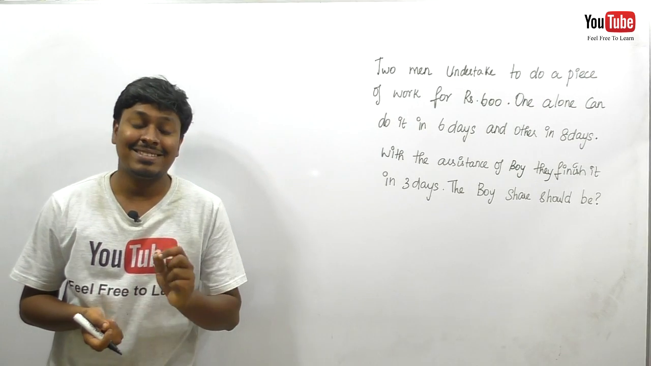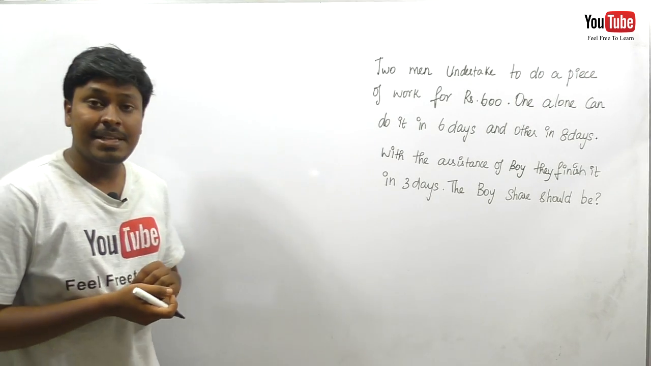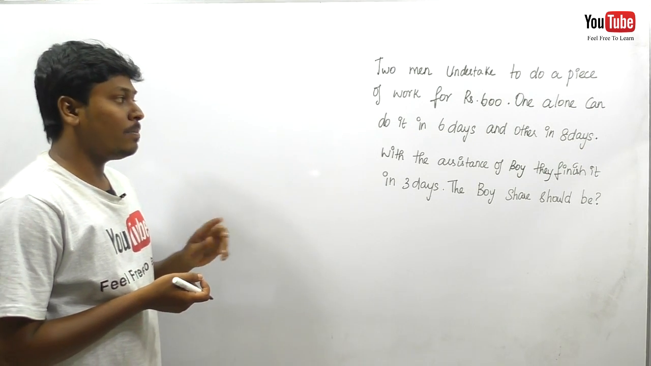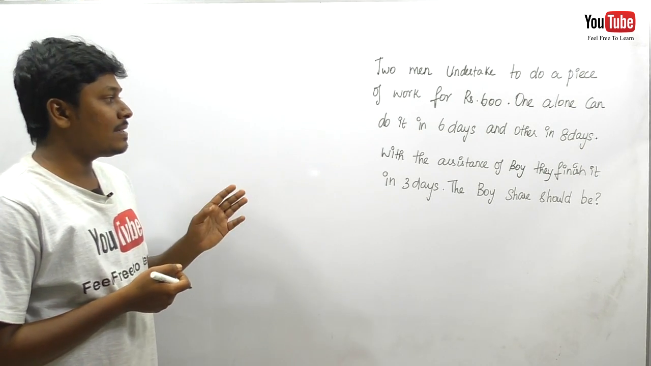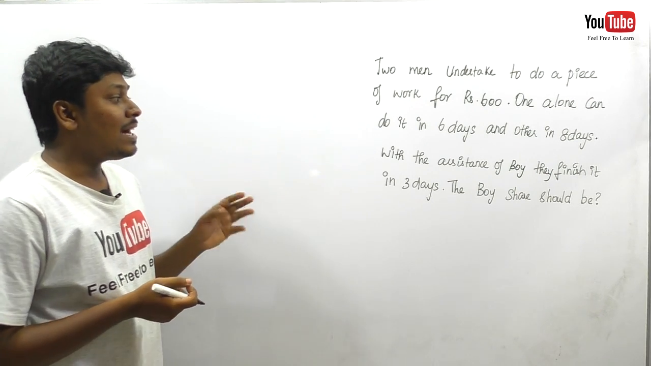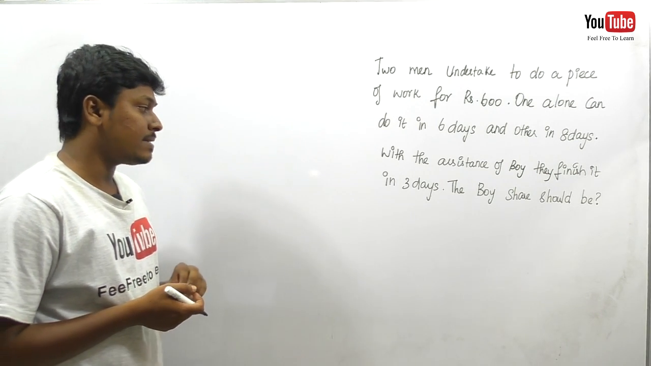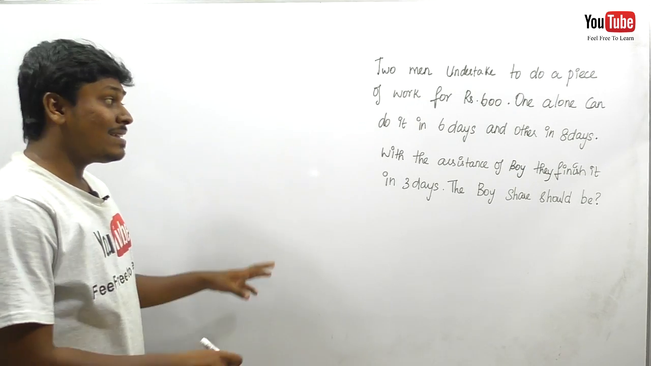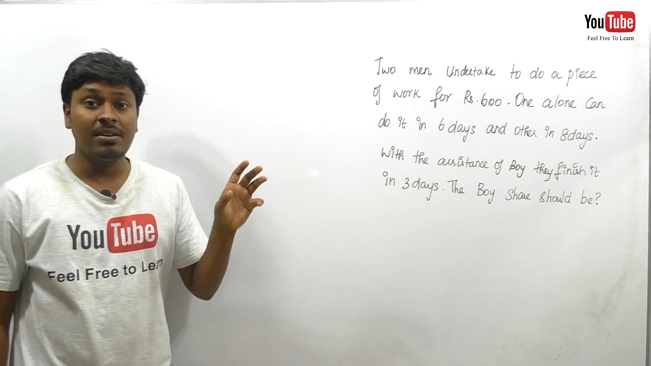Let me move on to the next interesting question, where the problem is based on wages, right? 2 men undertake to do a piece of work for rupees 600. One can do it in 6 days and the other in 8 days. With the assistance of a boy, they finish it in 3 days. The boy's share should be, right? So friends, I think it is one of the interesting questions, based on wages.